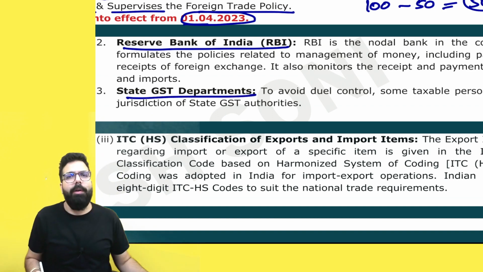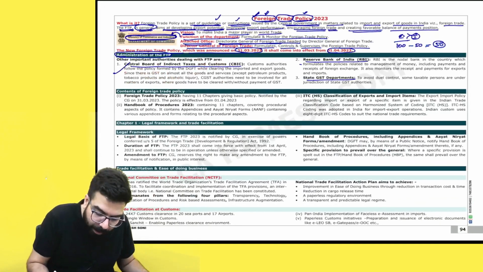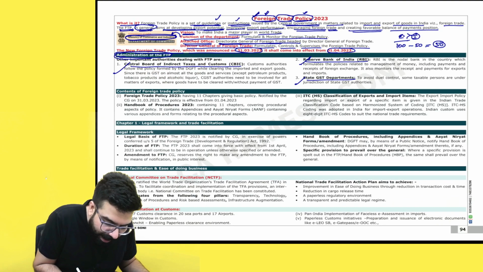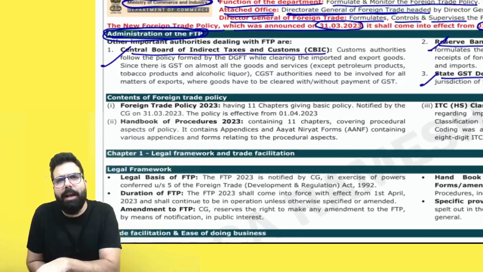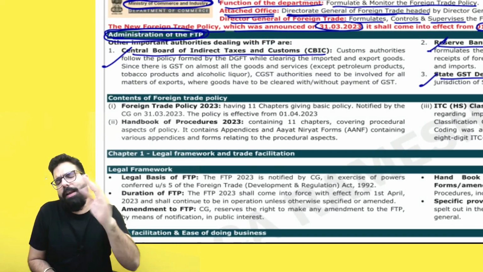GST department also will be involved. So these are the three people who will be involved in basically administration of the foreign trade policy. Done, sir. People, I am not reading line by line. I am just explaining you line by line. You guys can read at home.